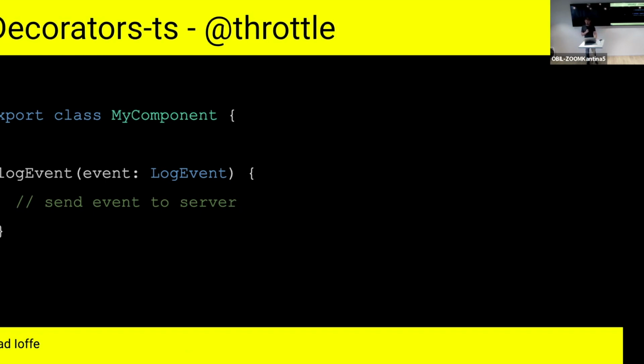So I can just decorate my method, the log event method, with the throttle decorator, and it will spread the calls. Let's say you immediately invoked the log event three times, one after the other. So every second, only one request will go through. Request per second? Yes.